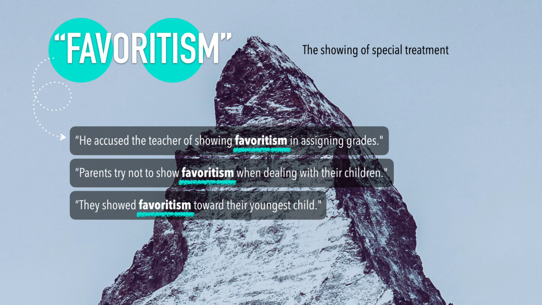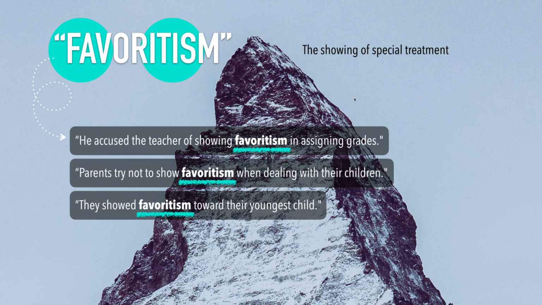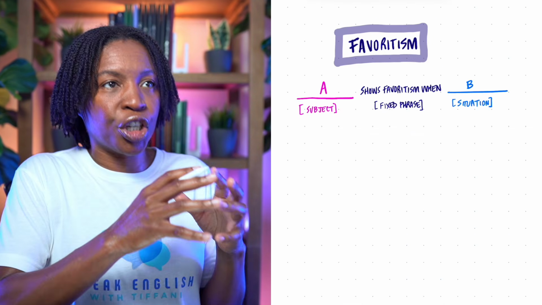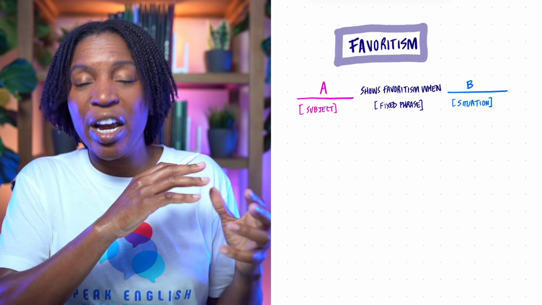And finally, they showed favoritism toward their youngest child. They showed special treatment toward their youngest child. Again, they showed favoritism toward their youngest child. So now you understand this term favoritism. Now let's check out a very simple sentence structure using this term favoritism.